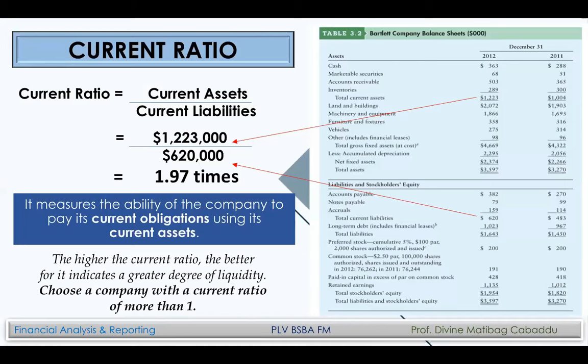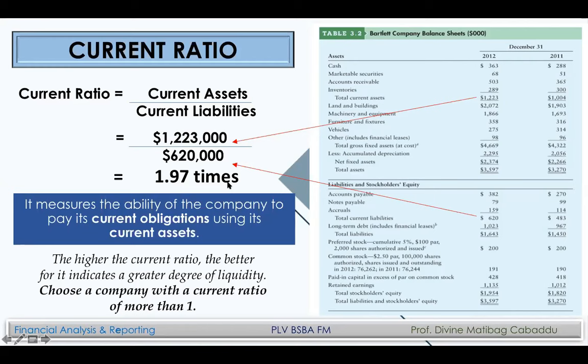Now, let's dig into the details of liquidity ratios. So the first one is current ratio. So again, the formula is current assets divided by your current liabilities. So for example, in the balance sheet of Bartlett Company, you can see here that the total current assets of the company is 1,223,000 divided by the current liabilities, which is 620,000. So the result is 1.97 times.